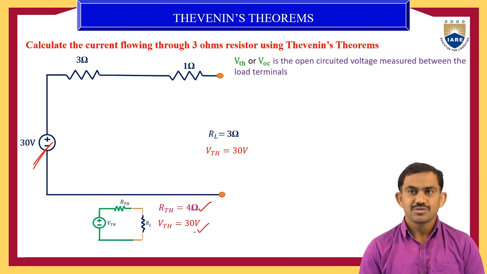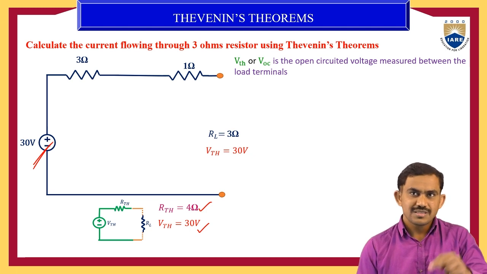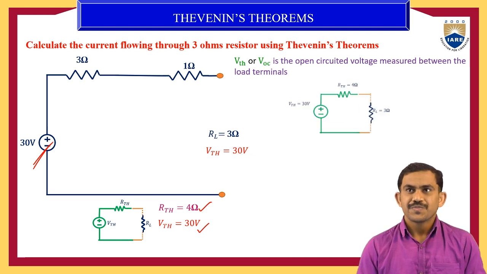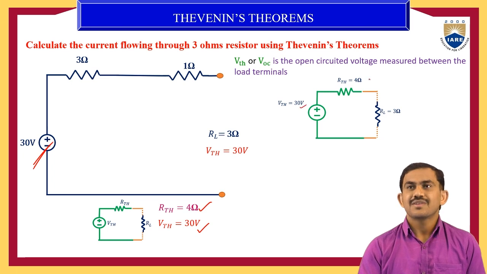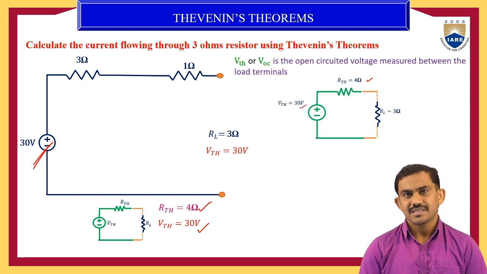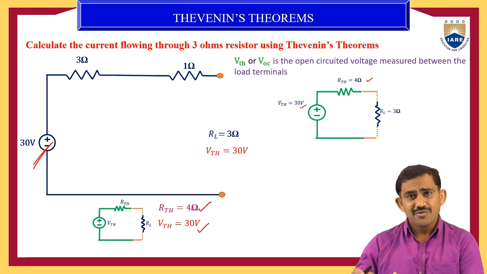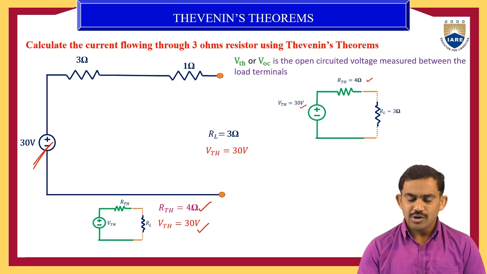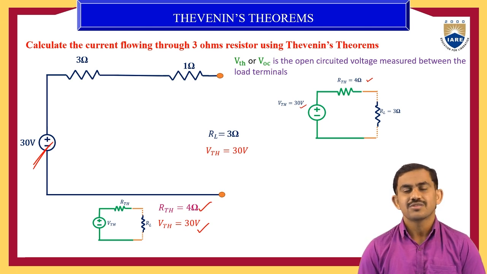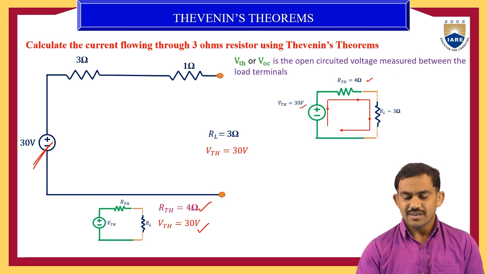So we know the RTH value as well as VTH value. Just substitute those values into your single circuit, that is a voltage source in series with resistor circuit. So RTH value is 4 ohms and VTH value is 30 volts. Now I need to find the 3 ohms resistor current. How many loops do we have in this circuit? This is a single circuit, so we have only one loop, only one current. What is the current value? I equal to V by R.